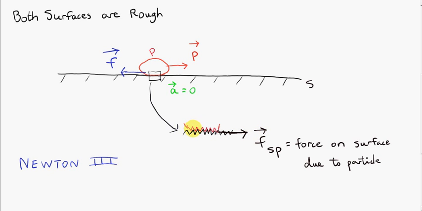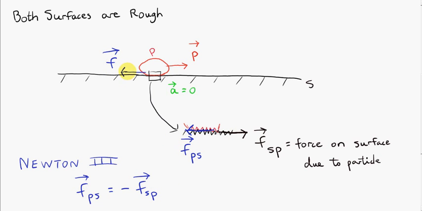Now, if the particle pushes on the surface, then by Newton's third law, the surface will push on the particle with a force of equal magnitude but opposite direction. So let's see the force on the particle due to the surface. So this is FPS, force on particle due to surface. And vector FPS is minus vector FSP. Equal magnitude but opposite directions.